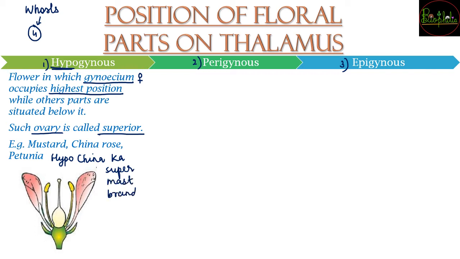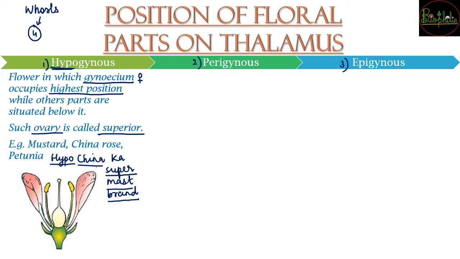Say for example, hypo is going to give you for the hypogynous, China is for China rose, then super, that means the ovary is going to be superior, must is for mustard, and then the super must brand, so brand के लिए you can just remember as petunia. So that is a little trick that can help you to remember about the examples.